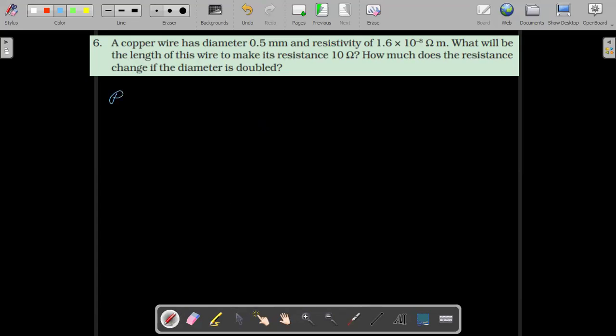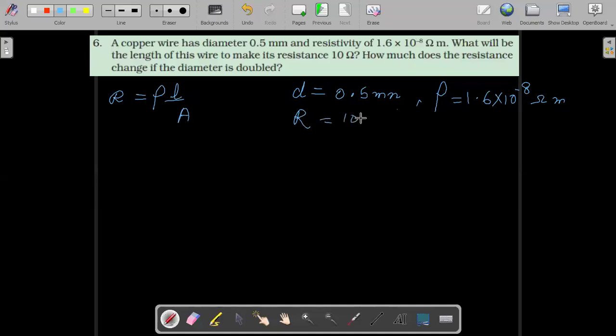So can anyone tell? We are going to use the formula R equals rho L by A. The information given here: the diameter D is given as 0.5 millimeter, and we are given the resistivity of the copper wire, rho, which is 1.6 multiplied by 10 to the power minus 8 ohm meter. We want a resistance R of 10 ohm, and we have to find the length of the wire.